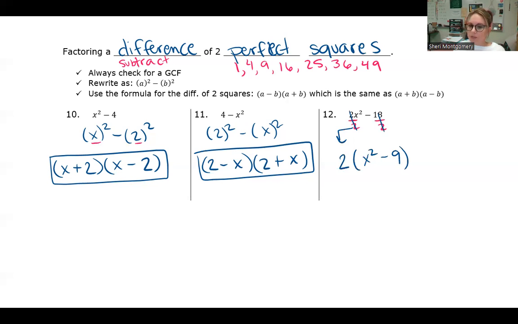Now do I have a difference of squares? Yes. So I'm going to rewrite it. So I have x squared minus 3 squared. And now I can rewrite it using that formula. So I get 2, and now I'm going to have 2 sets of parentheses. It doesn't matter where I put the plus and minus. X has to be in the first position, and 3 has to be in the second.